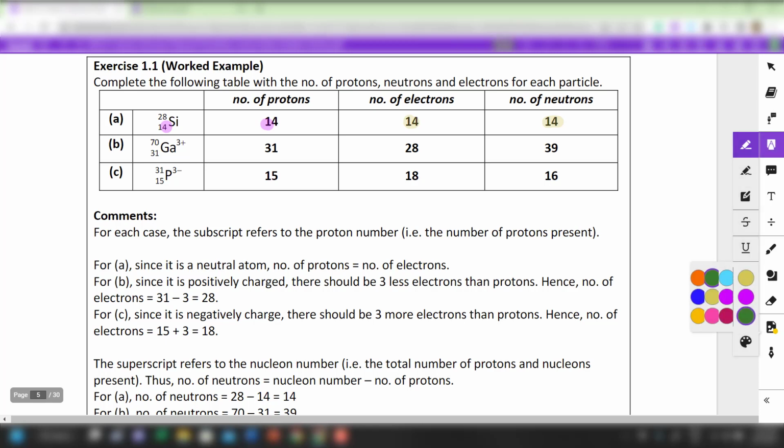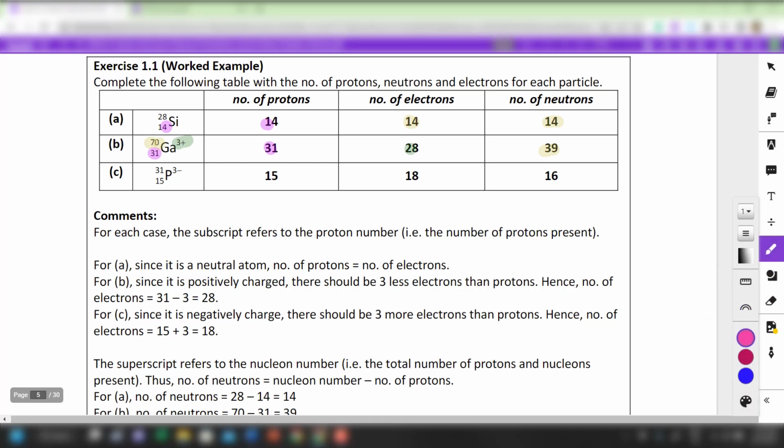Then the next example we have is gallium. For gallium we have 31 protons, and then we take the difference between 70 and 31, we end up with 39. So that means that gallium has 39 neutrons. Because this particular symbol has a 3+ charge, that means that the gallium atom loses 3 electrons. Because it loses 3 electrons, the number of electrons remaining will be 31 minus 3, so that will be 28. Then we do the same thing for phosphorus, 3 minus.